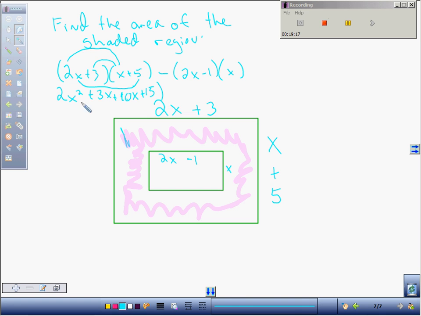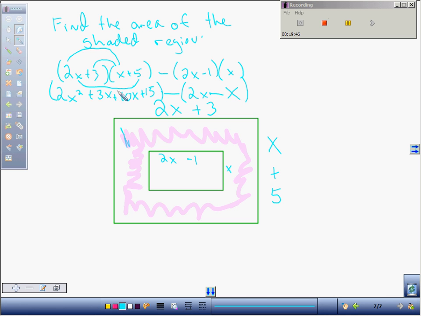And then from that, I'm going to subtract this times this. What's this times this? 2x times x, 2x squared. And what's minus 1 times x? Negative x. Thank you. Who said that? Mary. Very nice.